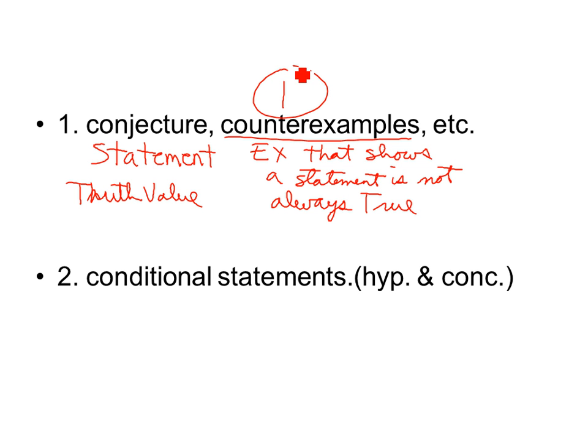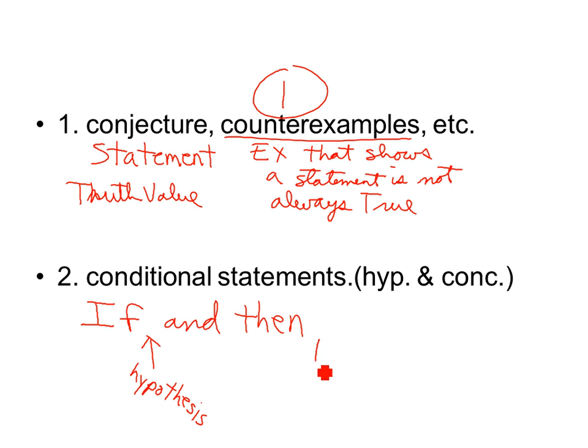Conditional statement. What's another name for a conditional statement? Boy, I think I remember saying when we first went over that, that was the first question on the final exam. It's an if and then statement. A conditional statement is also called an if and then statement. The part that comes after the if is called the hypothesis. The part that comes after the then is called the conclusion.